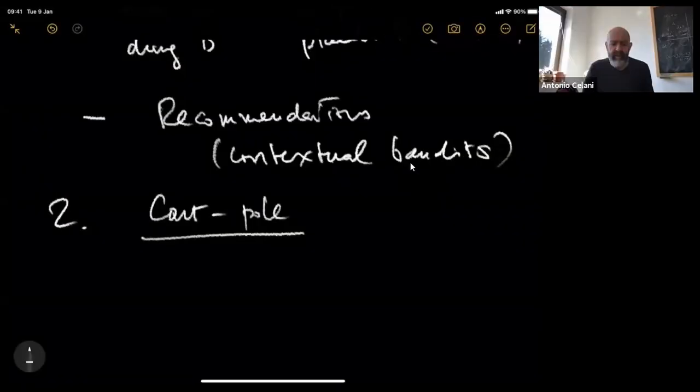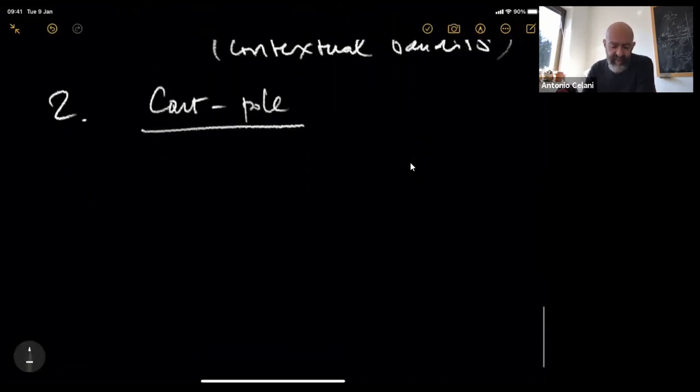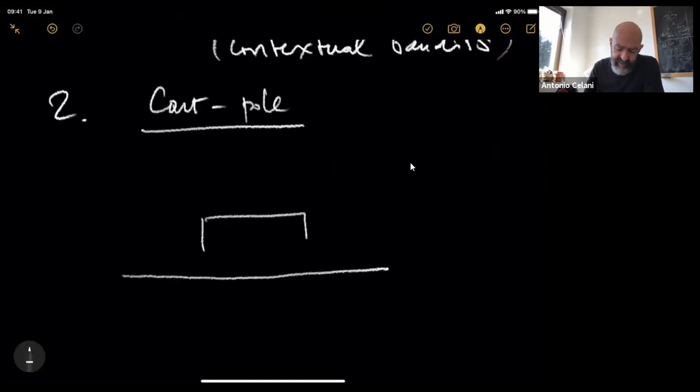Okay, so for the second part of today's lecture, we will discuss two other examples, which are of very different spirit from the bandit problem. And the first one is called the cart pole. What is the cart pole? Well, it's a cart with a pole on top. That's not particularly complicated to explain.